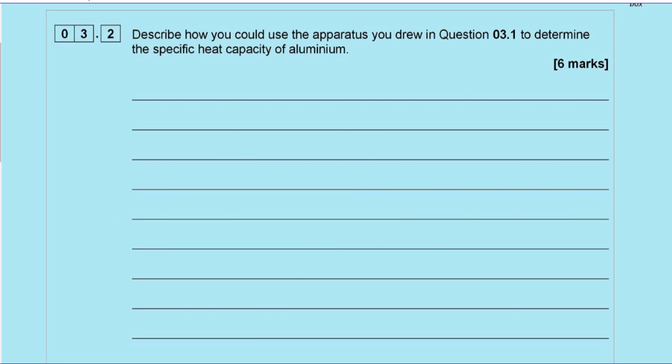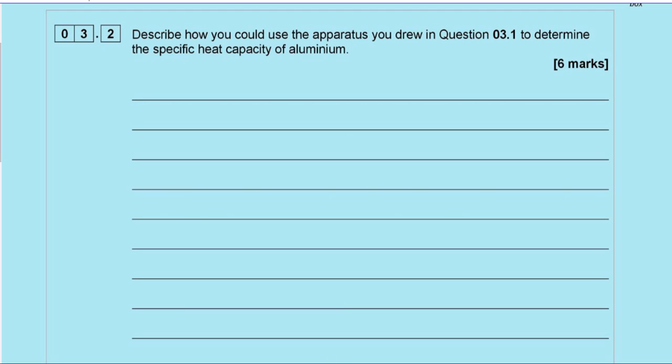Right, and then in this part of the question we're going to describe how we're going to use the apparatus. So we've got our diagram, so we can make reference back to our diagram, and we've basically got to explain what we're going to do in order to calculate the specific heat capacity. So things that we'll be looking to see in the method: first of all, we'd want to talk about how we're going to do the calculation.